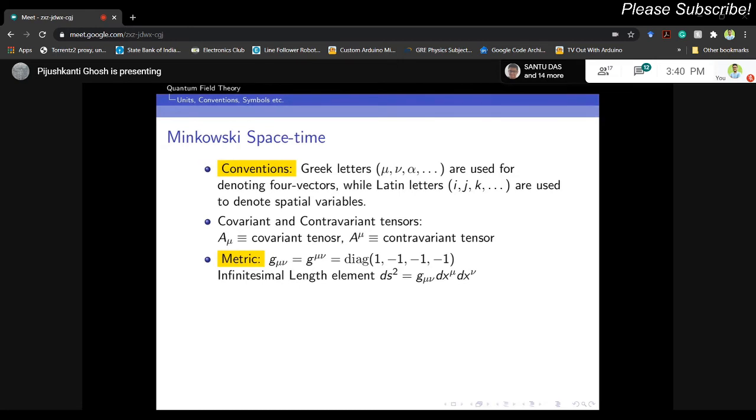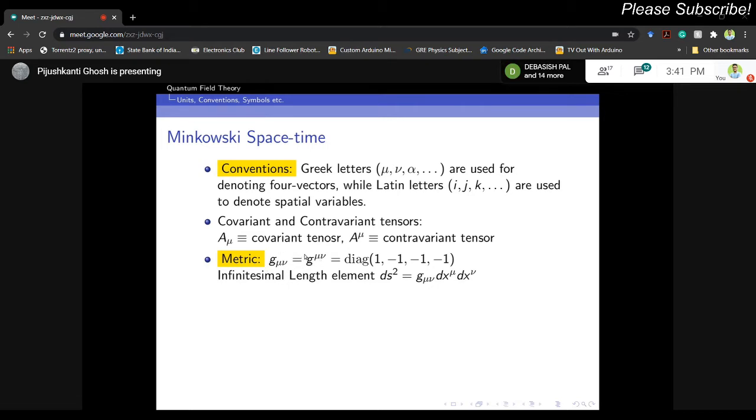You are not aware that there are two kinds of tensors, covariant tensor and contravariant tensor. And for covariant tensor, this index is a subscript. For a contravariant tensor, this is a superscript. Okay. Now, since you are talking about space-time, whenever you talk about a space-time, then we have to define a metric defined on the space-time, because this is essential to define the length.